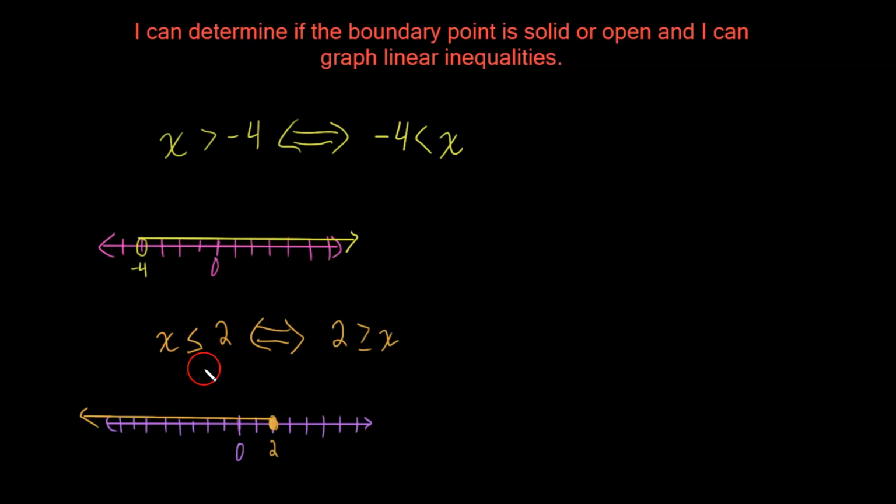Okay, so the main points are making sure you're paying attention to whether you're filling in your boundary point or not. This is your boundary point, as well as understanding that if the variable flips sides, we just need to flip the way that this inequality is facing, and that they're the exact same inequality. So I hope by now, and with a little bit of practice, you can say I can determine if the boundary point is solid or open, and I can graph linear inequalities.